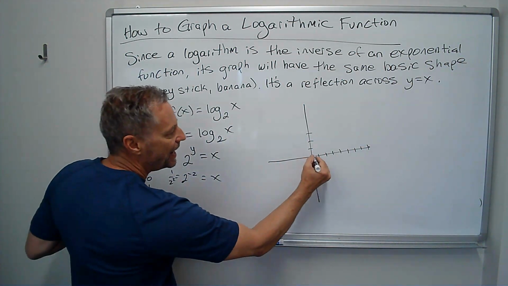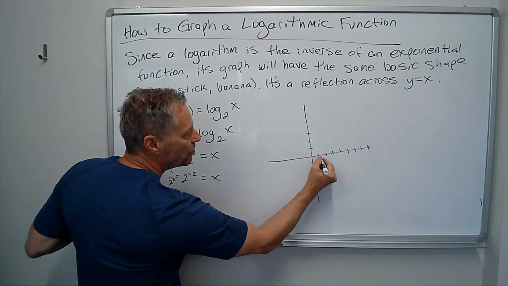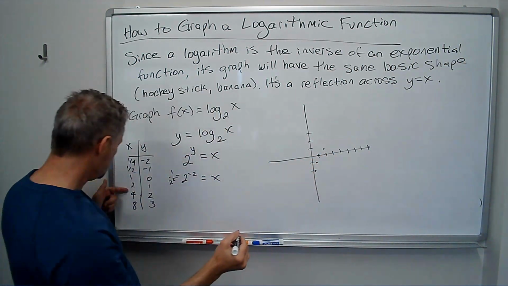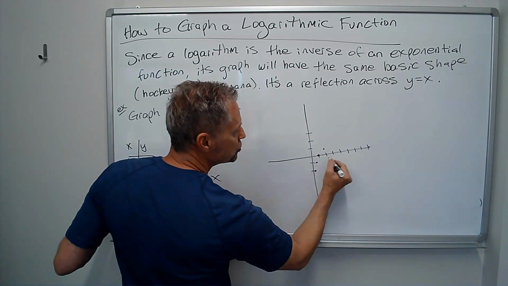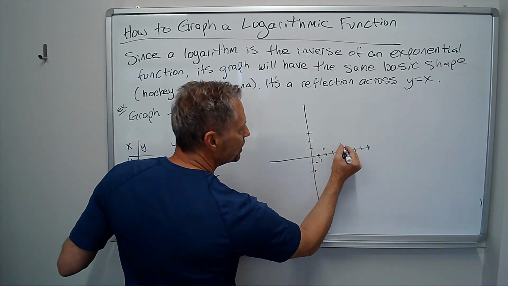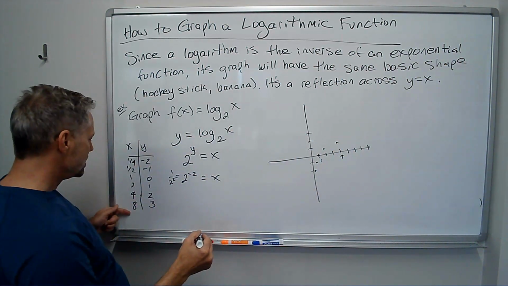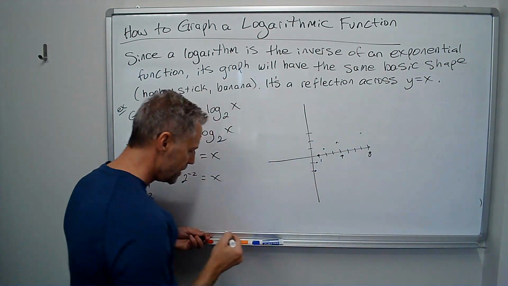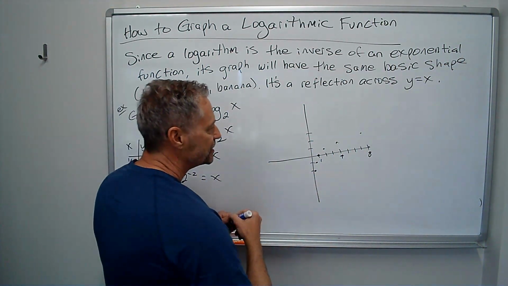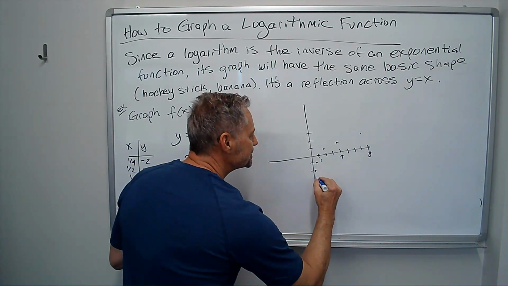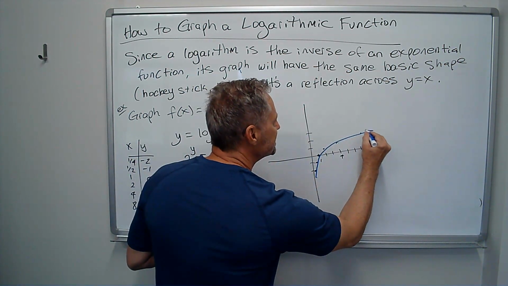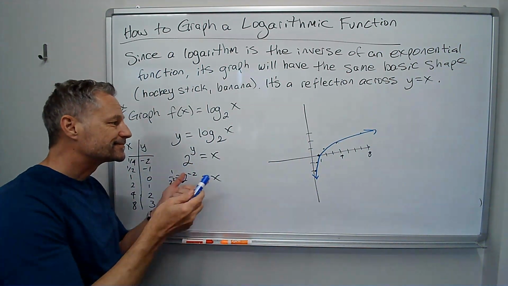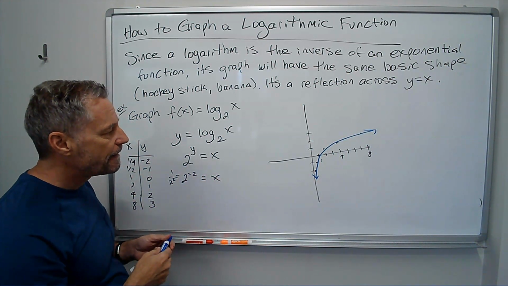When x is 1/2, I'm down at -1. At 1, I'm at 0. At 2, I'm at 1. At 4, I'm at 2. And at 8, I'm up at 3. So this graph looks like this. Notice it's got that same distinctive hockey stick shape, or a banana, if you will.